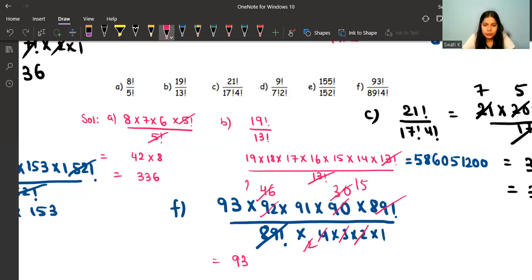2 times 2 is 4. 2 times 3 is 6. So what are we getting? We are getting 93 times 23 times 91 times 15. If you want, you can, of course, multiply this and get the final answer. But I'm just going to skip the multiplication part.